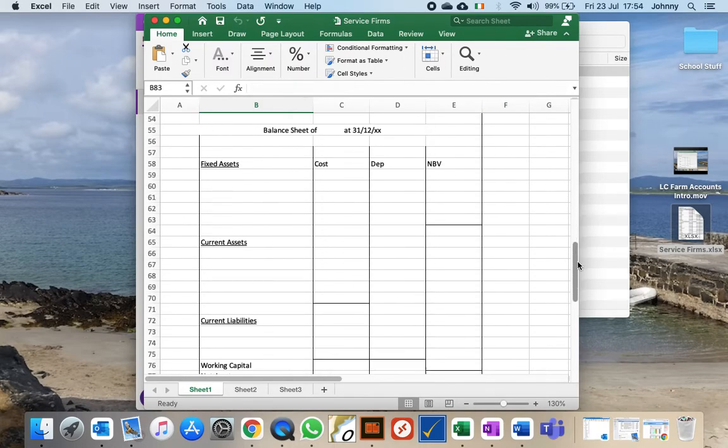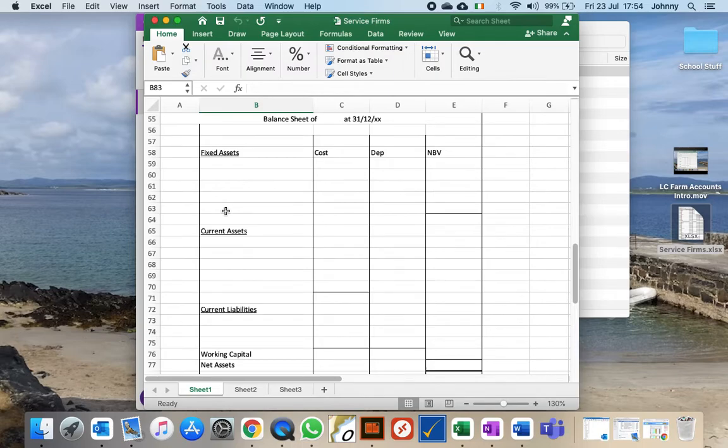And then obviously your balance sheet, which should look similar enough to what you've had before. There shouldn't be anything different from that. So that gives you an idea of what service firms are. Very similar to what we've dealt with already in club accounts, and you'll see the same in farm accounts.